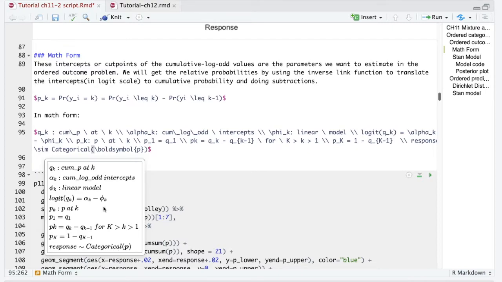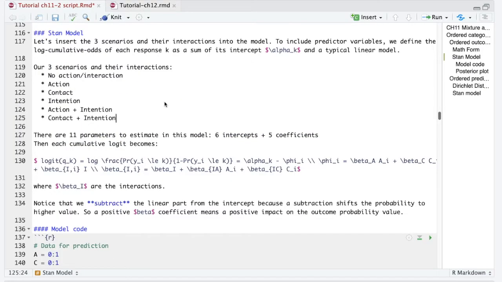You may wonder why we subtract the linear part, the kappa K, from the intercept. That's because a subtraction will shift the probability to higher values. So a positive beta coefficient means a positive impact on the outcome probability value if we use the minus sign here. And then we can start to insert our data into the model.